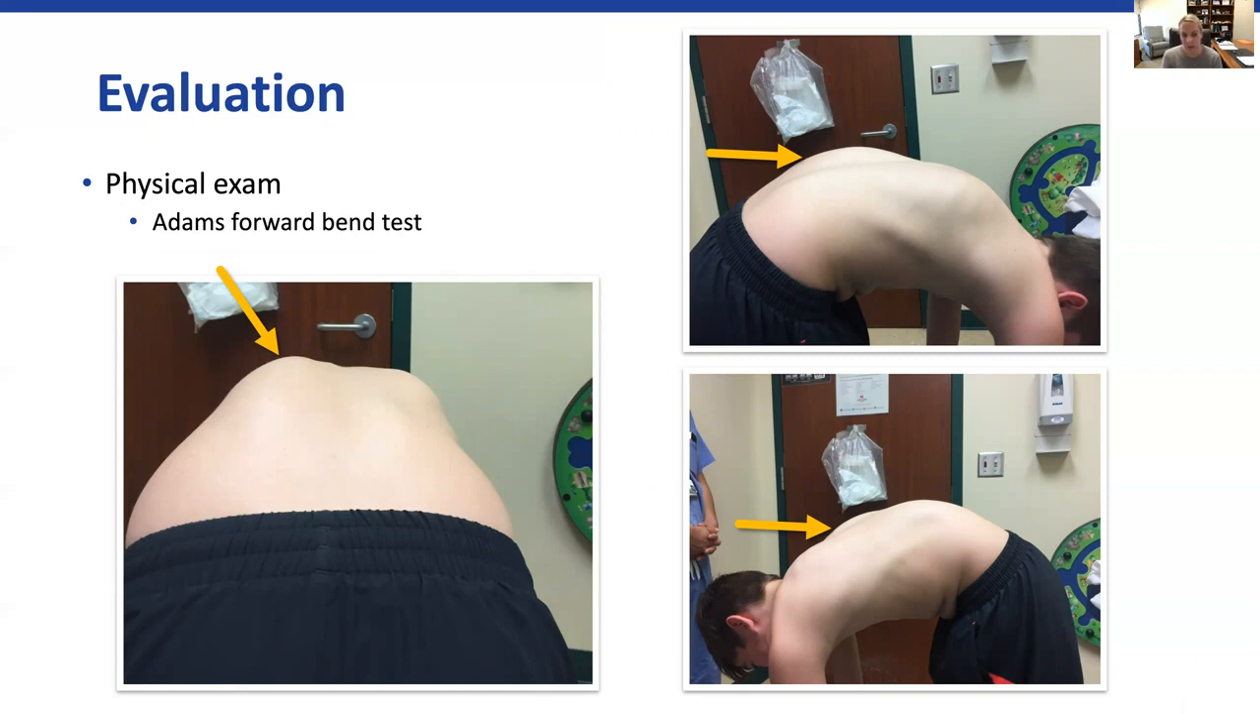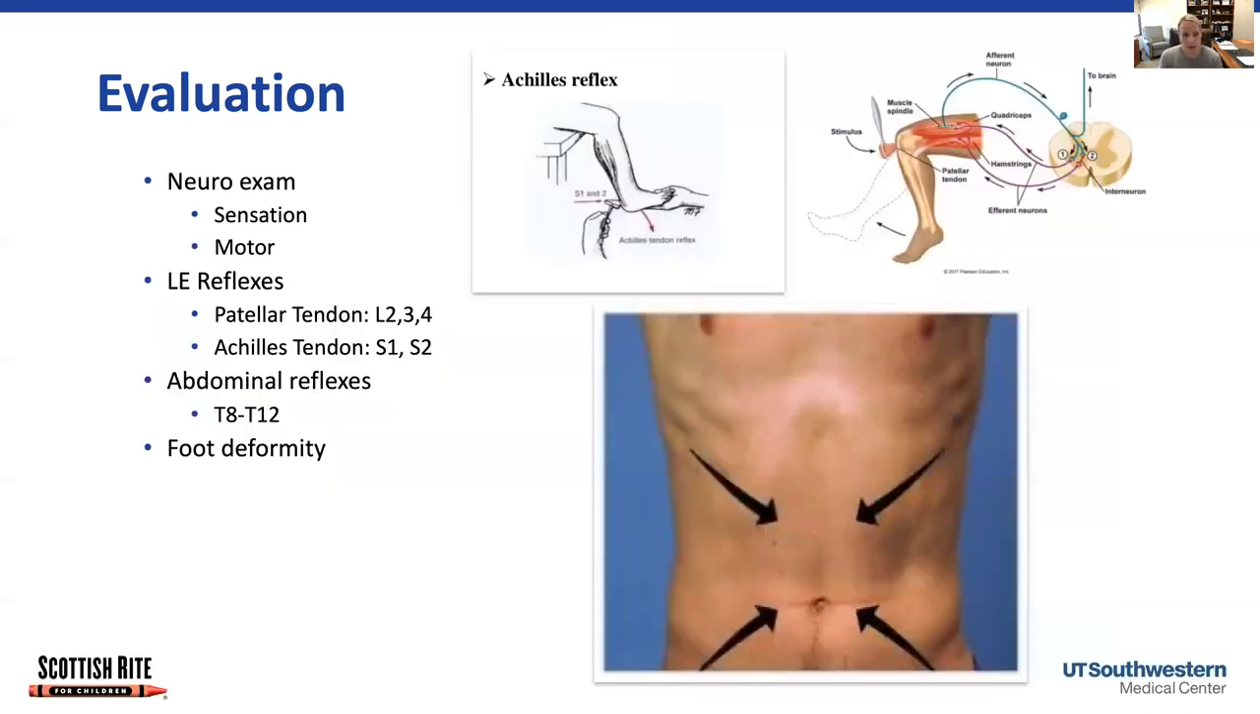So when the curve forms in the coronal plane, it also has rotation in the axial plane, and it causes a rotational deformity. If you look at the two pictures on the right, the picture on the top shows the left lumbar prominence, and then the picture on the bottom shows the prominence of the ribs from the right thoracic curve. The next step in evaluation is to do a thorough neuro exam.